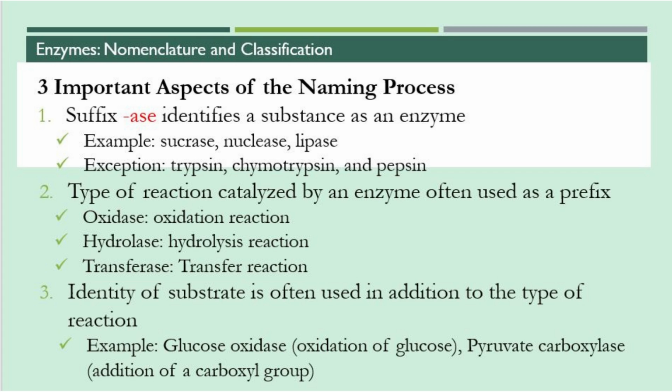Now, third important aspect, the identity of the substrate is often used in addition to the type of reaction. Aside from the type of reaction, the identity of the substrate can also be used. For example, glucose oxidase. We know that oxidase involves an oxidation reaction, right? And the substrate is specifically identified, which is glucose. So this involves the oxidation of glucose. Pyruvate carboxylase involves the addition of a carboxyl group. So, what we remember is that the type of reaction as well as the identity of the substrate are often included in the naming process of enzymes.